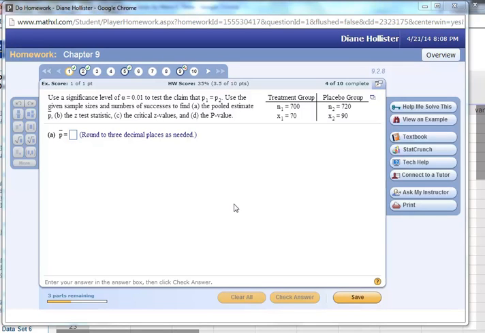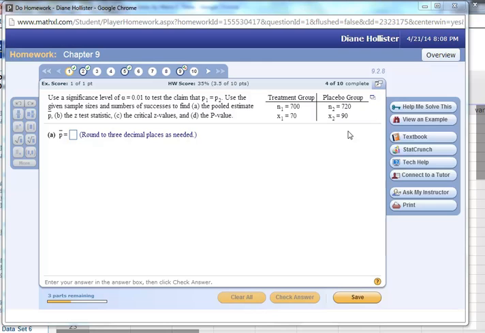Okay, on this homework problem, we're going to take a look at using StatCrunch to do a two-sample hypothesis test. The way we know that is the problem we're looking at is that P1 equals P2 is our claim. So we're looking at two different groups, in this case, a particular drug test, treatment and placebo, and we're looking to find out if the proportions are the same in those two groups.